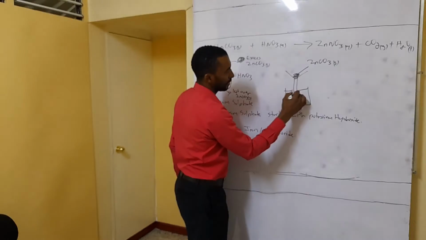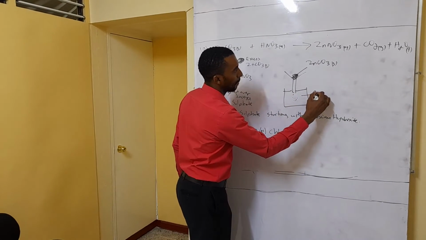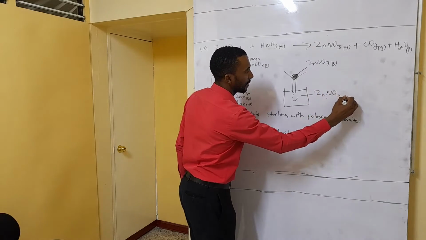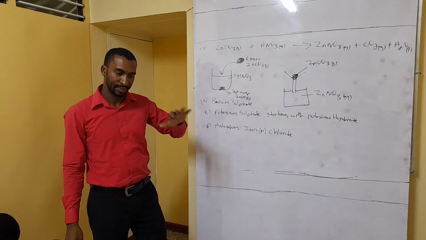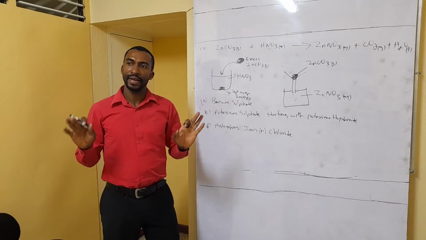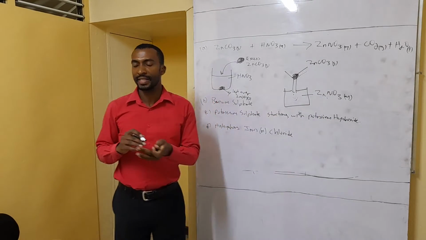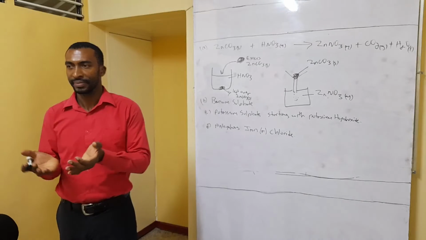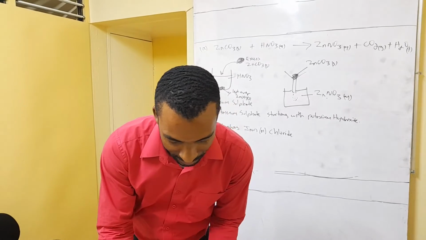And the solution that we have here is going to be zinc nitrate, aq. Then we leave this solution to evaporate, and we will form the water of crystallization. We form crystals from evaporation, so we call that method crystallization, alright?